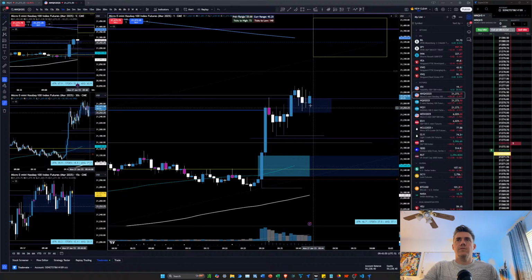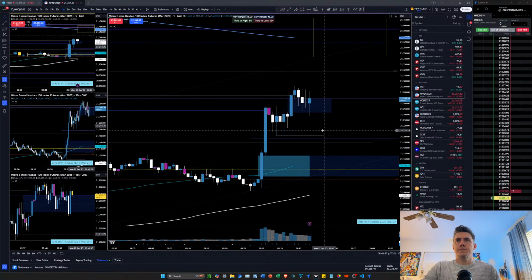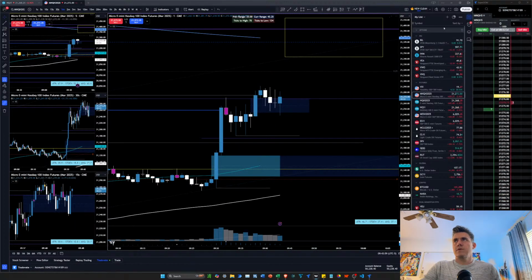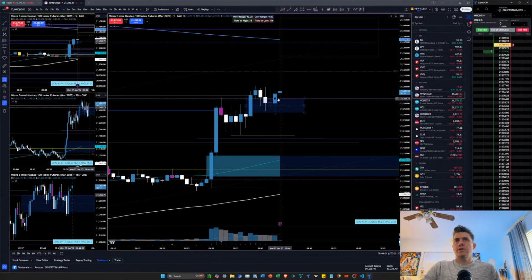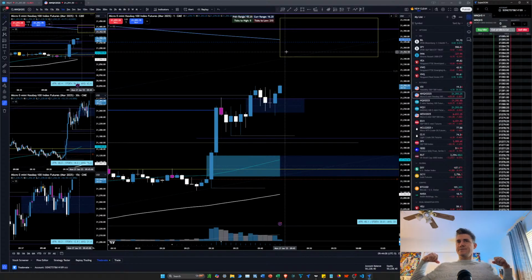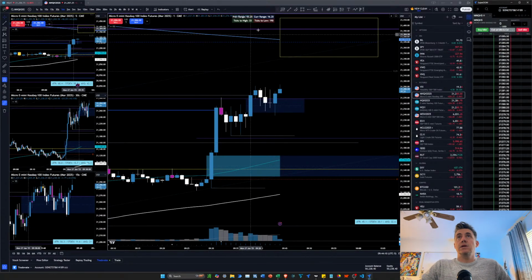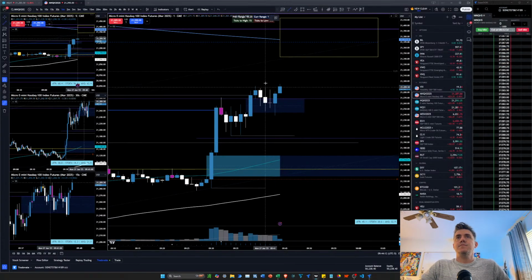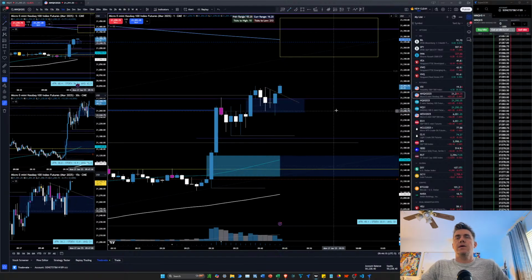Pretty nice reversal tail here. Almost worth taking it long there for another push up, but gonna be patient. This also looks like a bull flag like that.